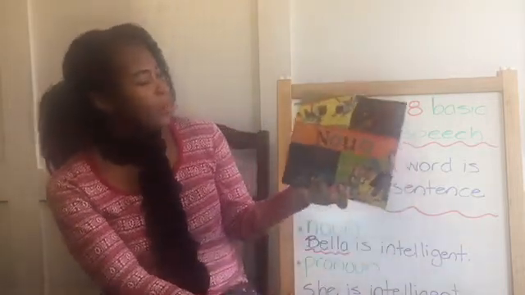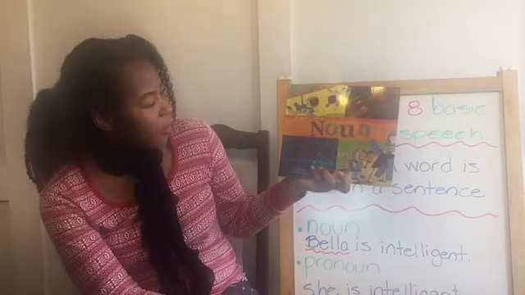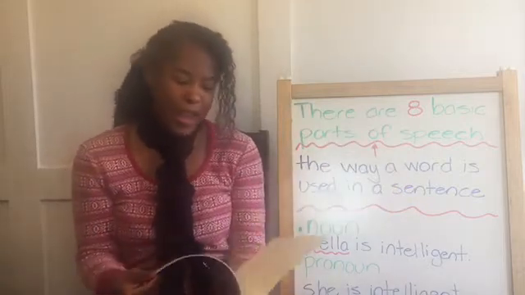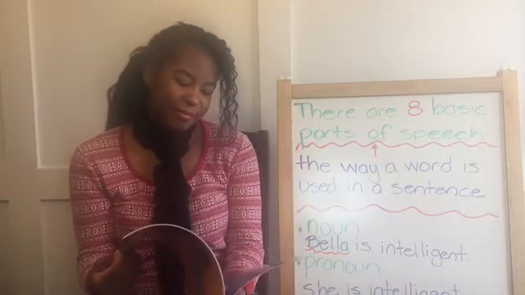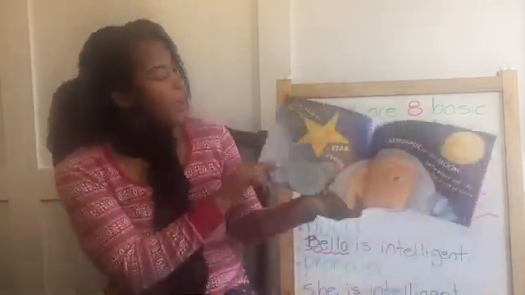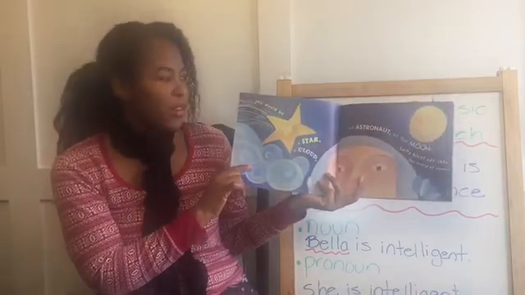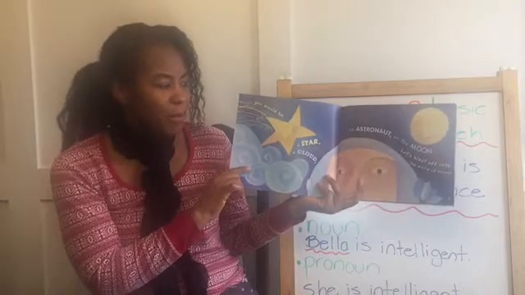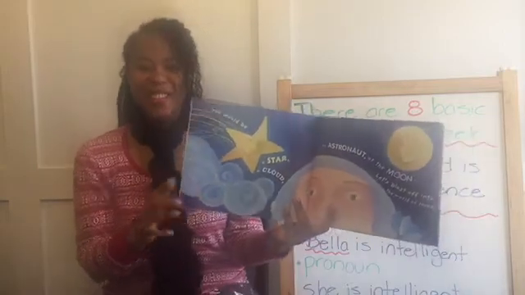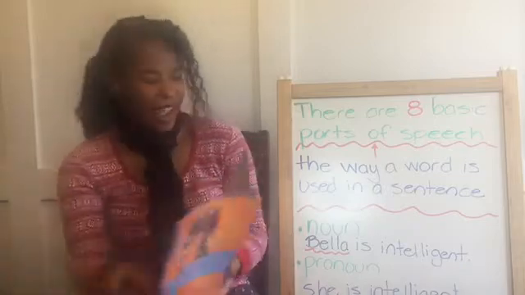So this book is called If You Were a Noun by Michael Dahl, illustrated by Sarah Gray. If you were a noun, you would be a star, a cloud, an astronaut, or the moon. Let's blast off into the world of nouns. I am so excited. Ooh, I wonder what nouns we will learn in this text.